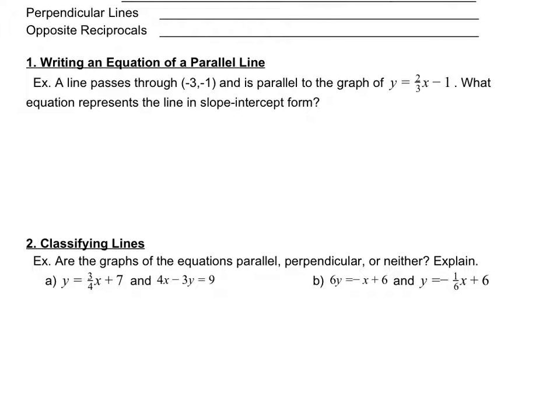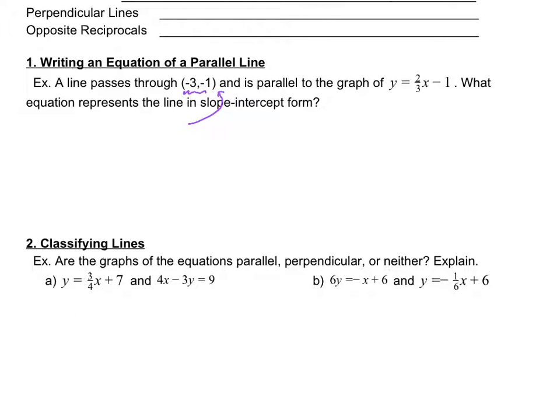So here, writing an equation of a parallel line. A line passes through a given point of -3, -1, and is parallel to the graph of y equals 2/3 x minus 1. What equation represents the line in slope-intercept form? So they're asking us to create an equation of a line in slope-intercept form that passes through that point.